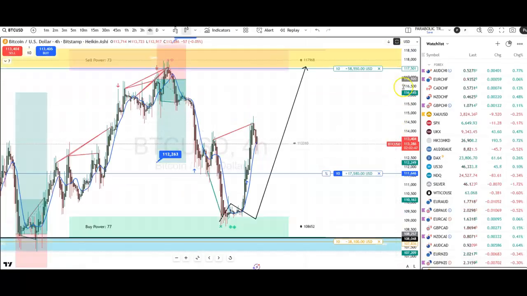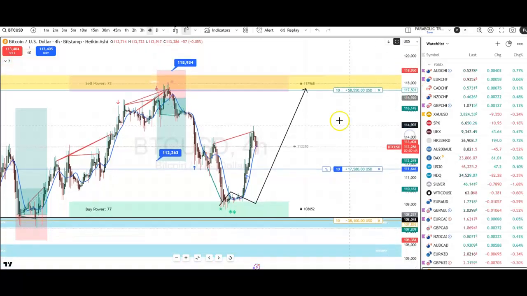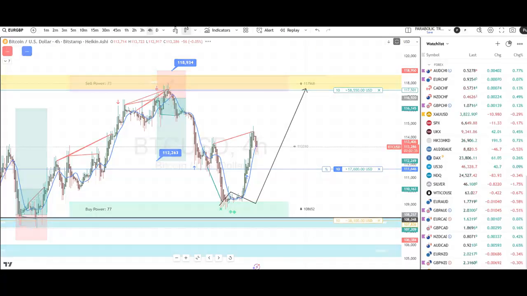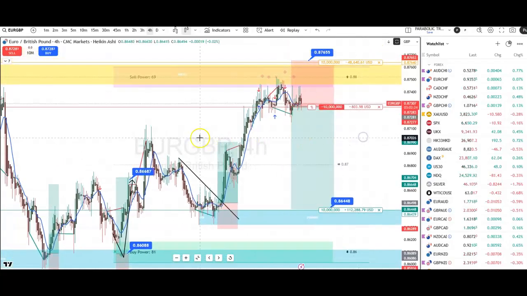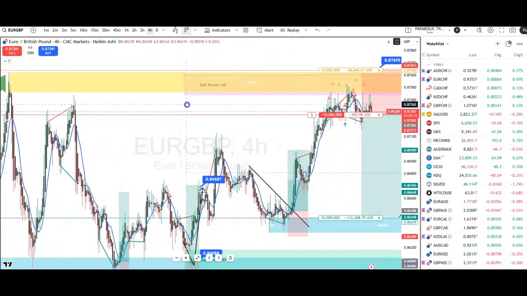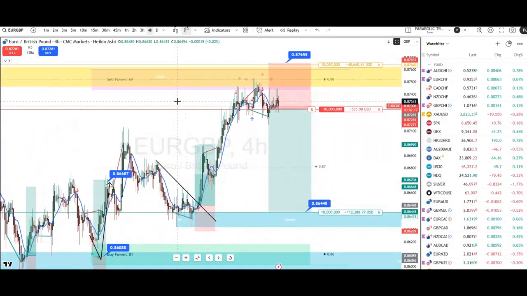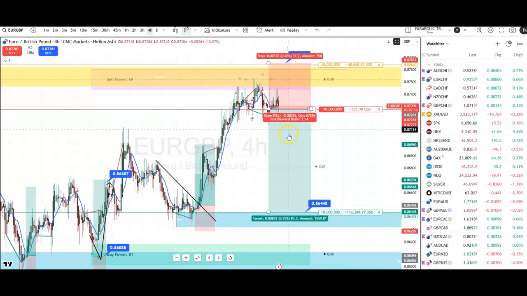Bitcoin starting to make a move. I think this is going to be a highly significant move. We've gone back, targets $117,000 in the next few days. Euro pound. This was put into the signal room last week. So we can see that we have a long established supply zone from back there, and the price is slowly rejecting it, and we have a target of 86.44.